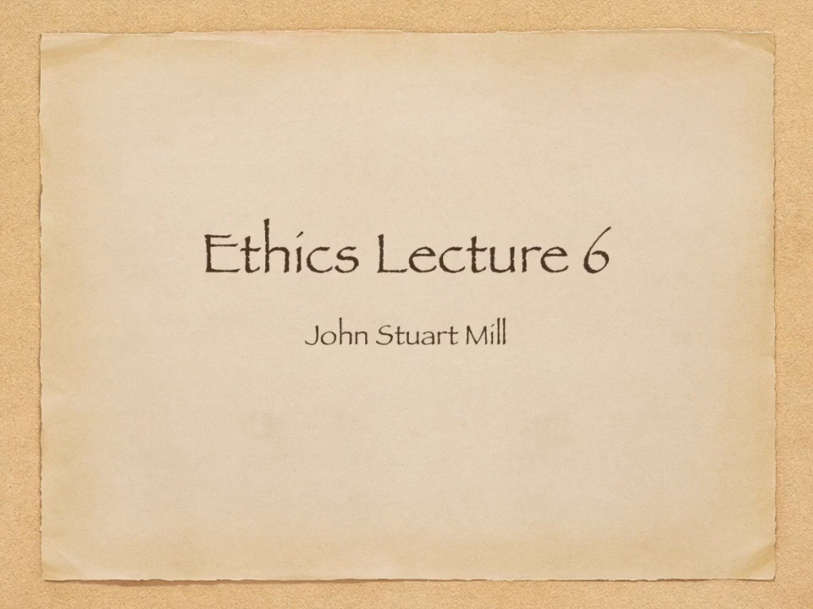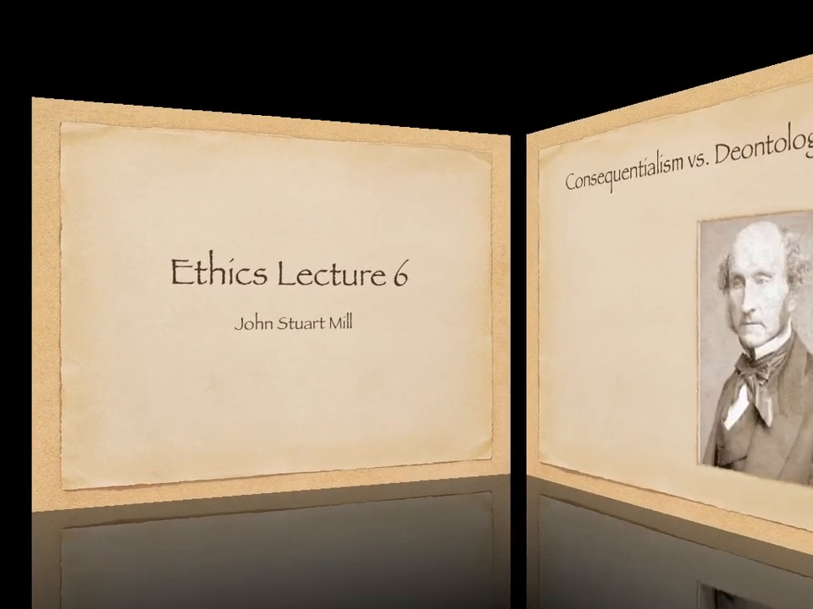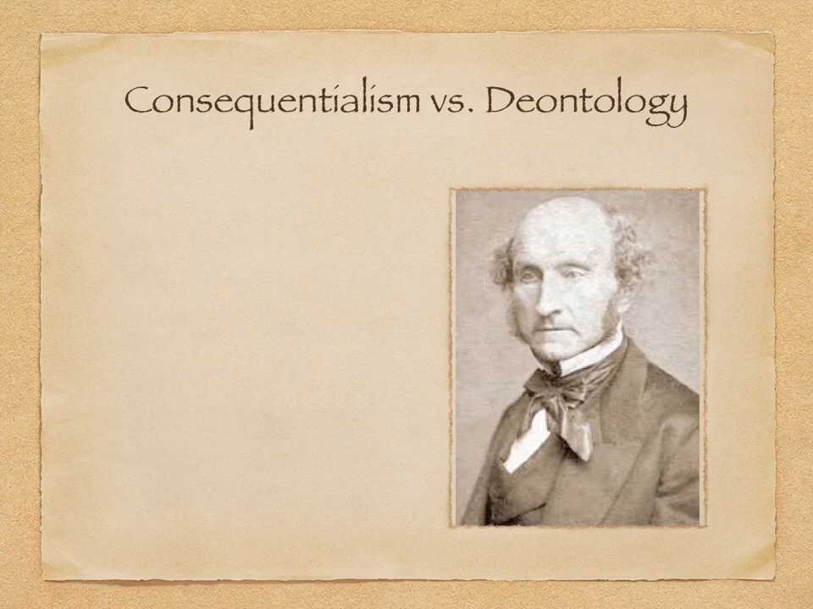This is Ethics, Lecture 6, on John Stuart Mill. John Stuart Mill is a philosopher who is most often contrasted with the philosophy, and ethical philosophy in particular, of Kant. And in many ways, there is a sort of either-or with respect to Mill or Kant.